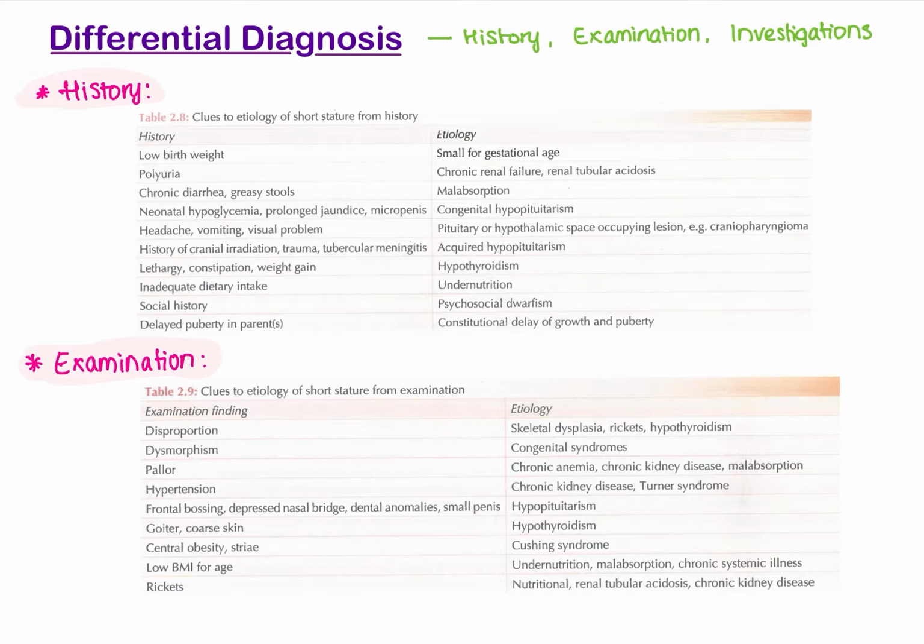In examination, if there is a disproportion, there is skeletal dysplasia, rickets, hypothyroidism. If there is frontal bossing, depressed nasal bridge, dental anomaly, small penis, that may give a clue to hypopituitarism. If there is central obesity or striae, it may be Cushing's syndrome. In this way, we can know the cause through history and examination.